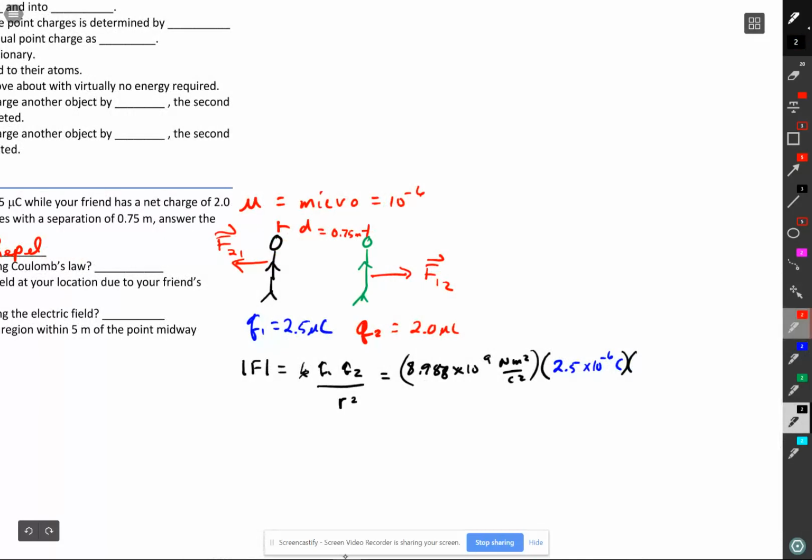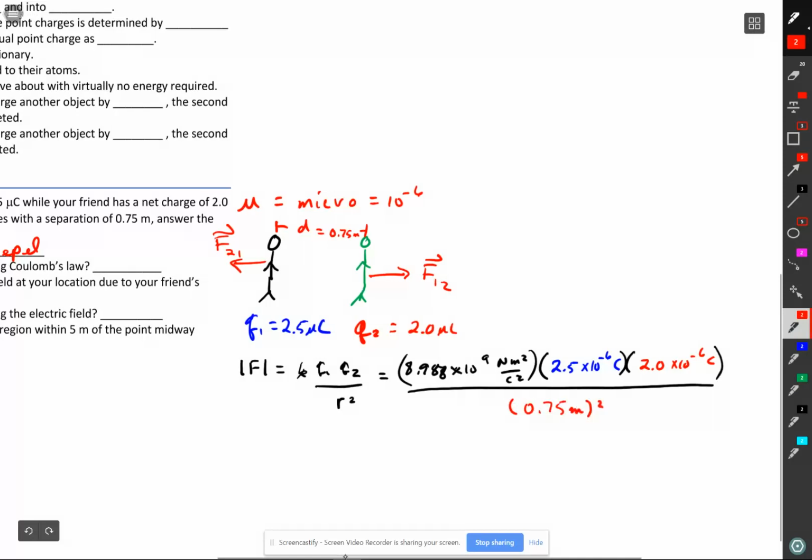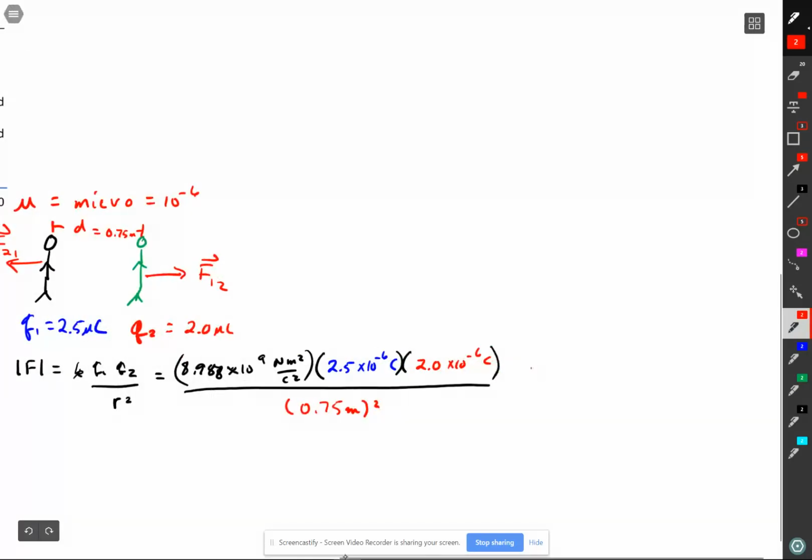Charge 2 is 2.0 times 10 to the minus 6 coulombs. And then we need to divide by the separation squared. So divide by 0.75 meters quantity squared. Well, you put that in your calculator, and out comes 8.0 times 10 to the minus 2 newtons. So there's the magnitude of the force. And I'll put C for coulomb.